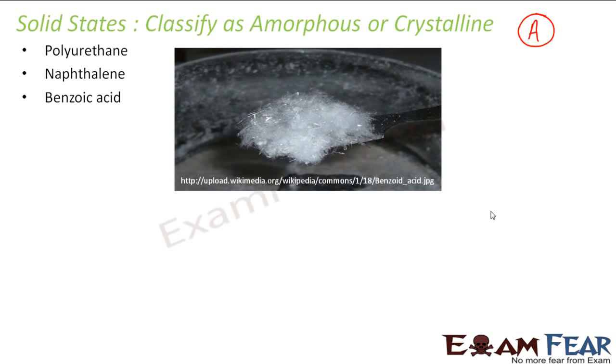Benzoic acid. Benzoic acid is also crystalline. Let me put it here only. This is amorphous, this is crystalline. Benzoic acid is also crystalline. This is its crystal structure.